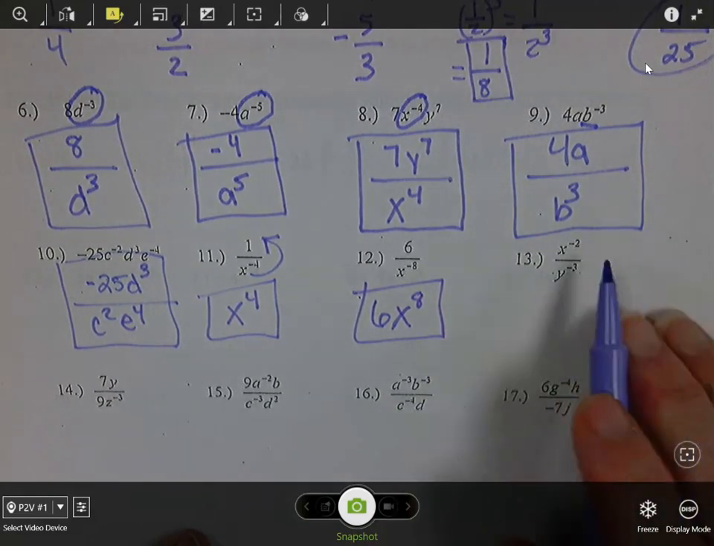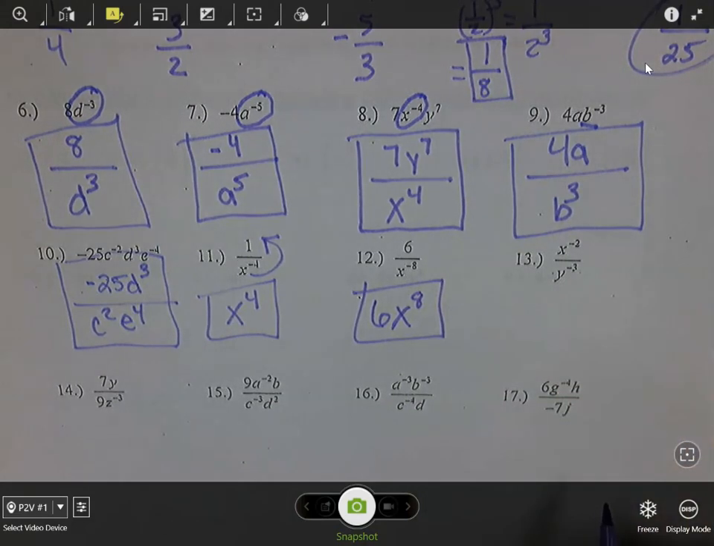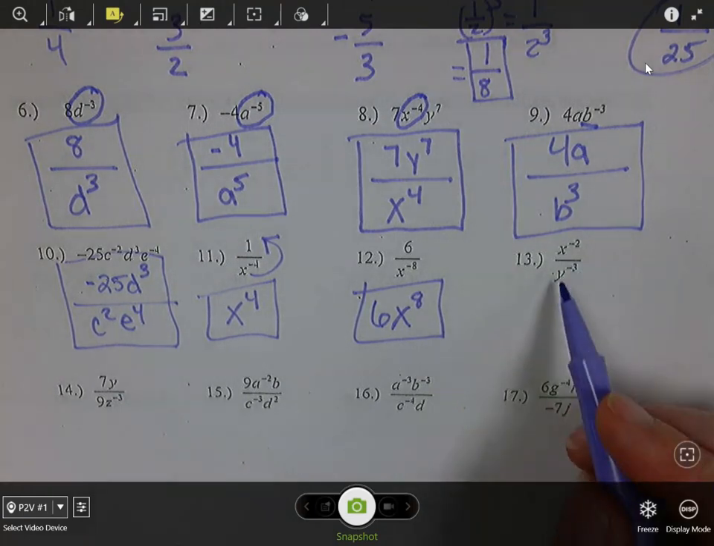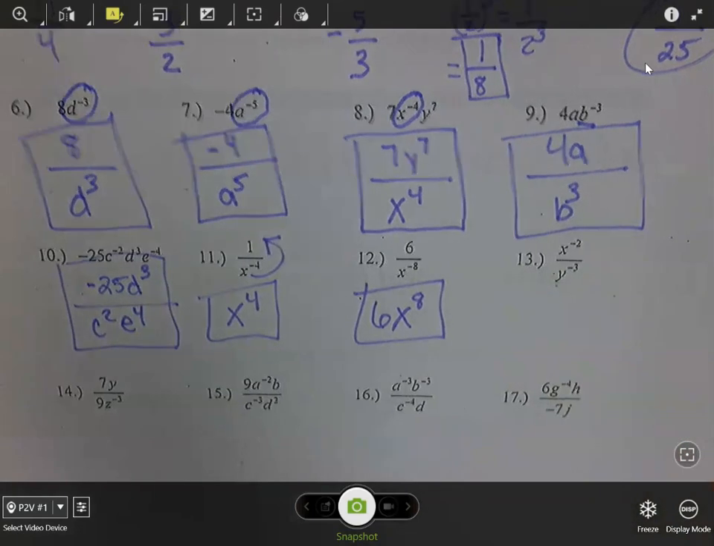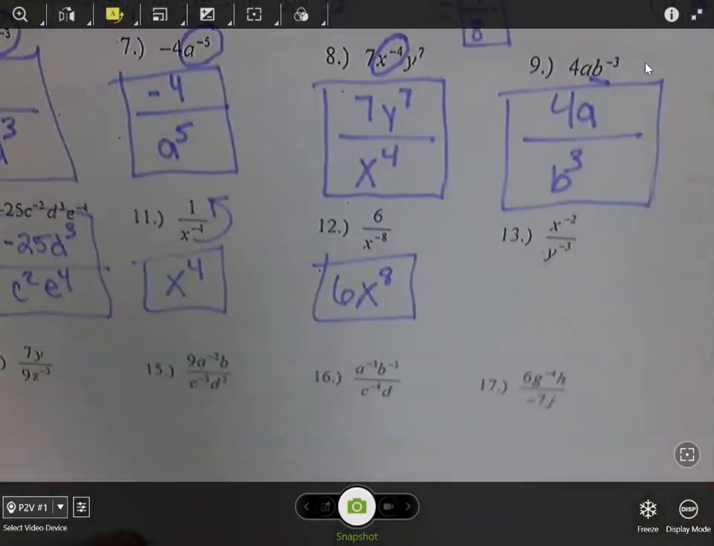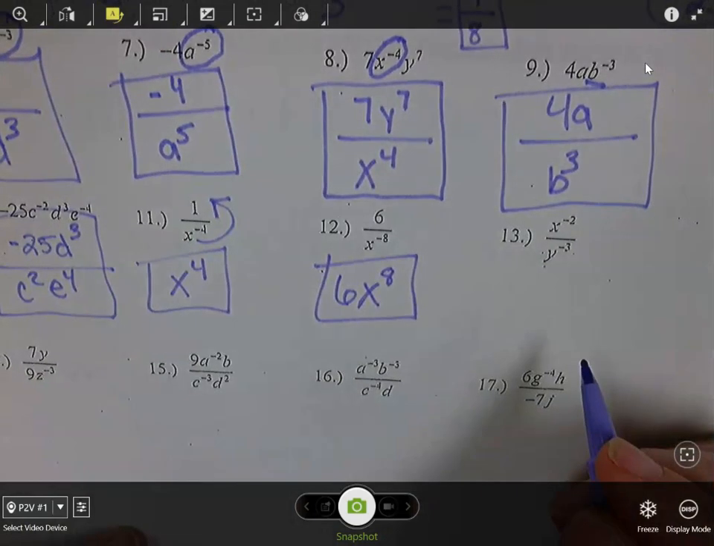Number 13, X to the negative 2, Y to the negative 3. Ooh. Alexis, what do you think is going to happen on this one? Well, that would only be if they were the same, if it was X and X, but they're X and Y. So they're both raised to a negative exponent. So what does it mean when you have a negative exponent? What do you need to do? How am I going to make it a positive? You got to do something to make it a positive.